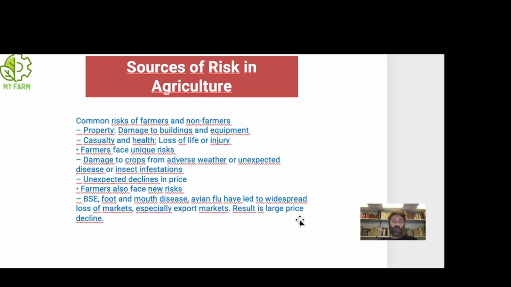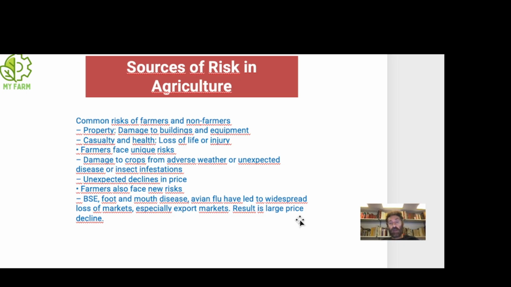But farmers face unique risk. For example, damages from adverse weather conditions or unexpected disease, no? And farmers could lose their production if extreme weather occurs in this part. In the same sense, farmers could face unexpected decline in price, in market price, no?